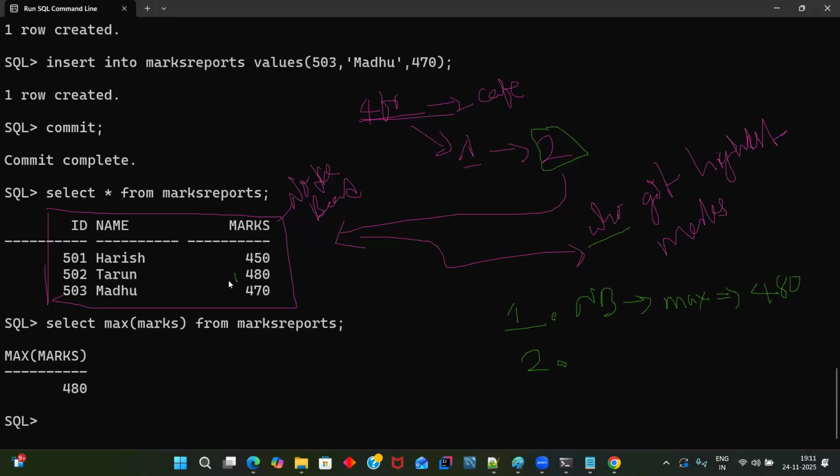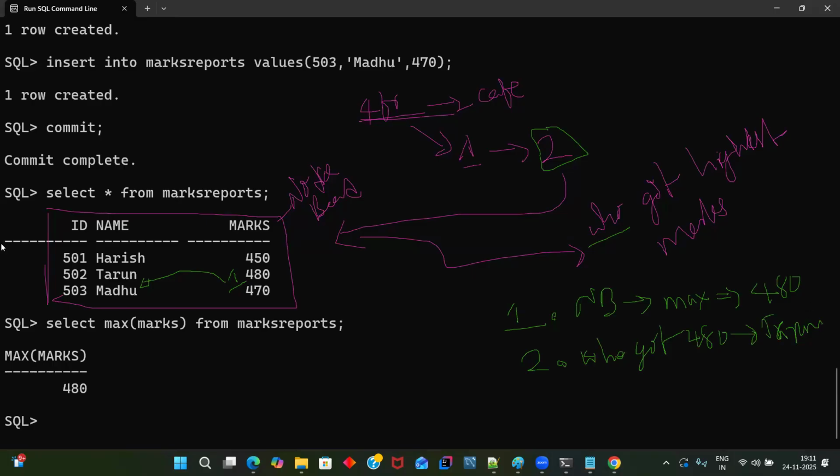Exactly. This is the first work, and second, immediately, he will go to the name column and check who got this 480. Who got 480? Then he finds Tarun, right? So he will check who got 480 and find Tarun. Guys, are you clear on the two action items?